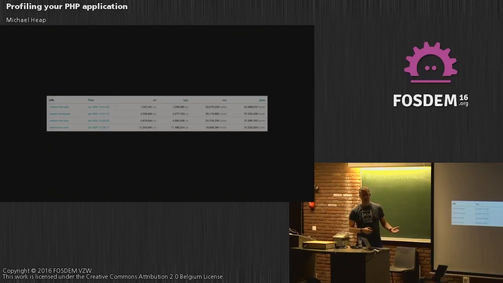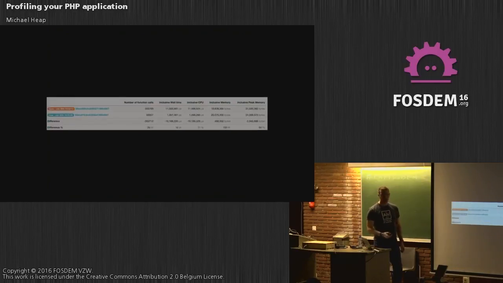So, XHGUI has this run list of historical runs. You can click in, see the runs for each version, see a specific run. It also has a diff view, showing you the number of function calls, inclusive wall time. This is all data that we've seen before, just in a slightly nicer UI.